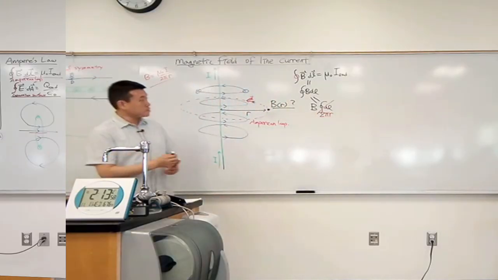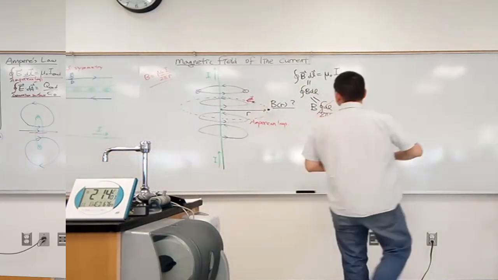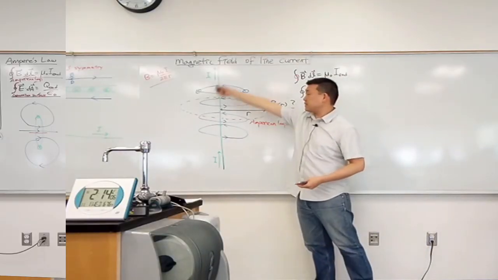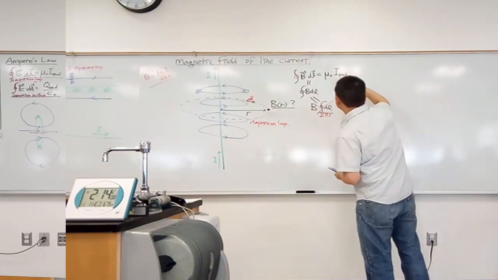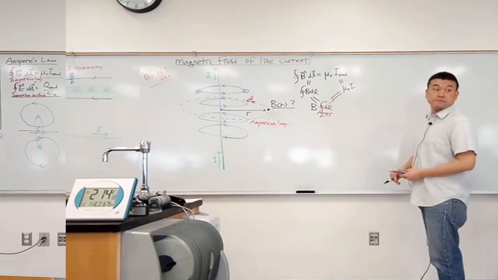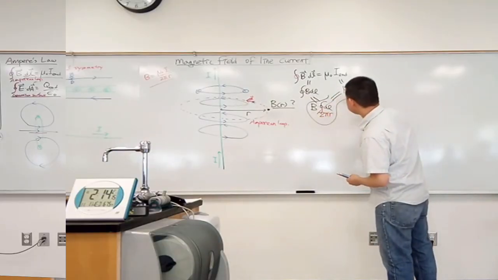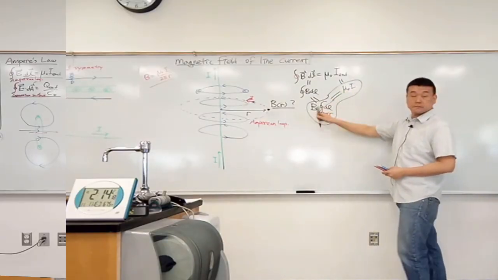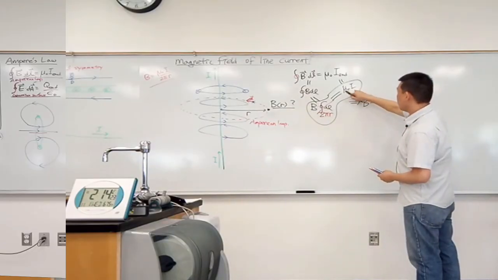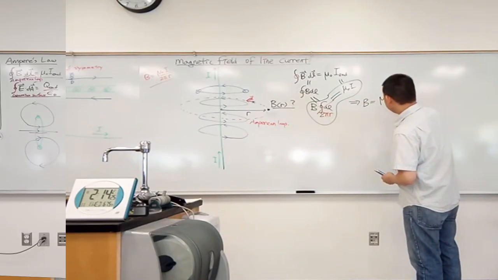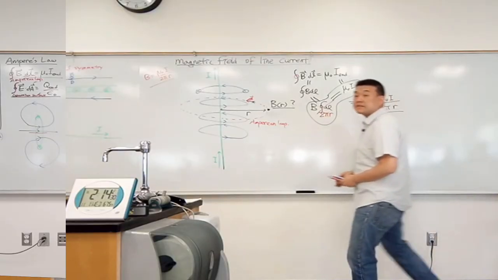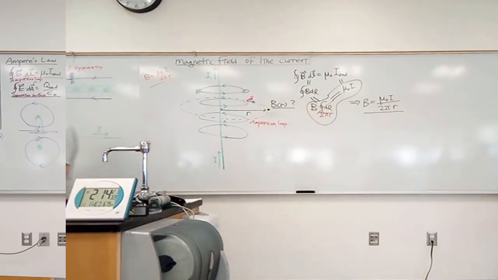Okay, so all of this is equal to the right-hand side. I enclosed is just the current I. That's what's going through the loop. So this will be mu naught I. So they are equal to each other, and now I can solve this for B. When I do that, I get magnetic field B is equal to mu naught I over 2 pi r. This is the exact same result we had using Biot-Savart's law.